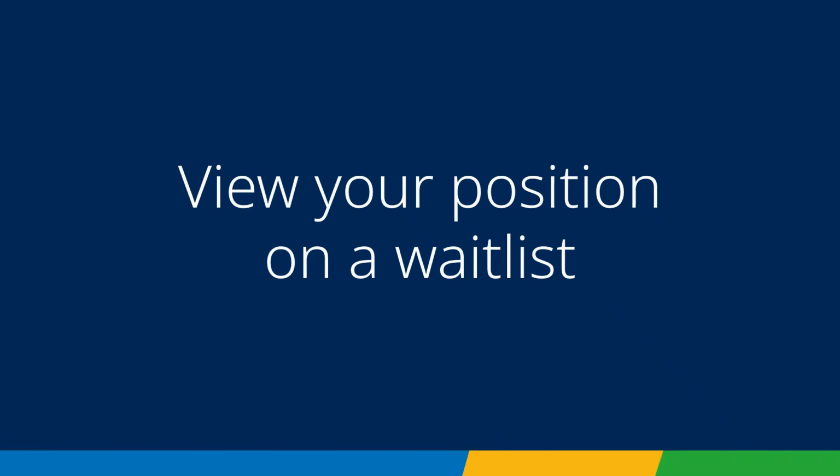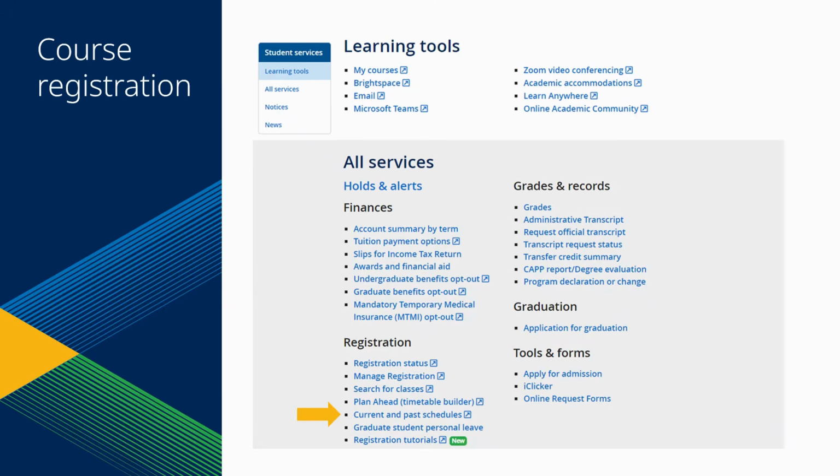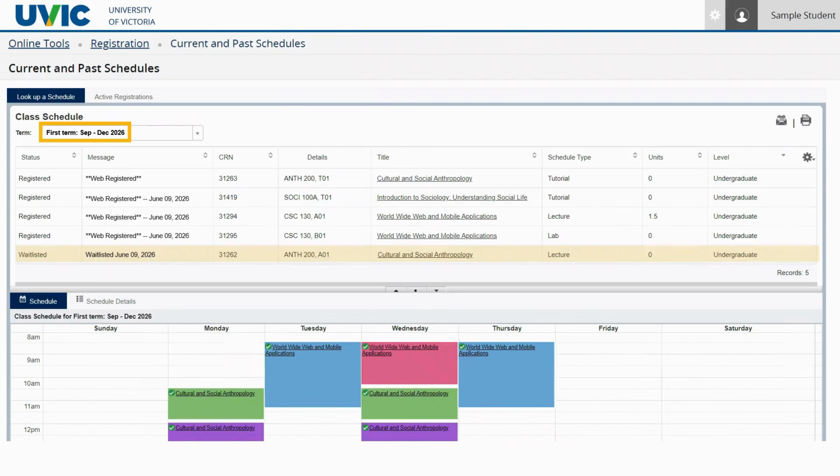How to view your position on a waitlist. If you'd like to go back and check your waitlist position after some time has passed, go to Online Tools, select Student Services, and choose Current and Past Schedules under the registration header. The steps we're about to walk through can also be completed from within the Manage Registration page if you prefer. From the Schedules page, make sure you've selected the appropriate term in the Term drop-down field.